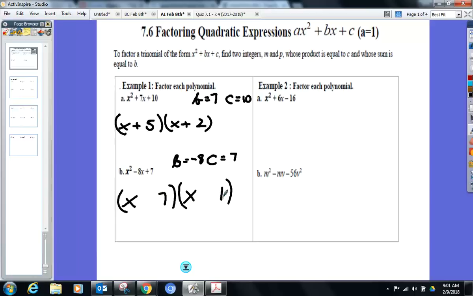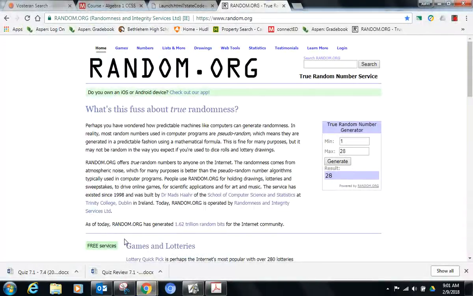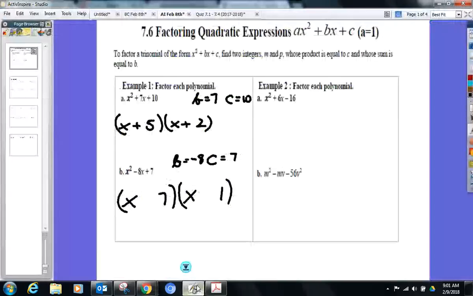Now think, what signs do I need to put in front of them so they add to -8, but will multiply to a positive 7? That's what you're thinking about right now. What signs to put in front to make them add to -8, multiply to 7? What are we thinking with our signs? Negative, because now I add to -8, multiply to positive 7. Check.